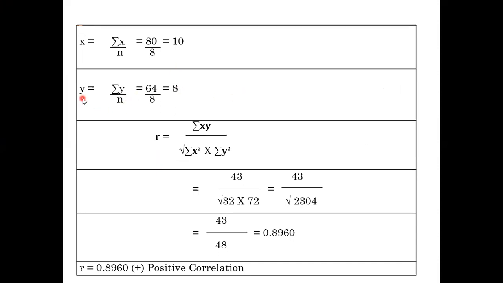Similarly, we compute the Y mean. The total sigma Y is 64, N is the number of items, so 64 divided by 8 is equal to 8. So the X mean is 10 and the Y mean is 8.